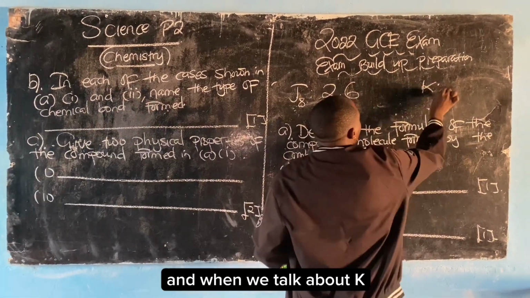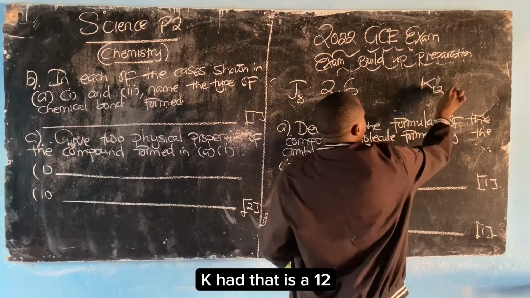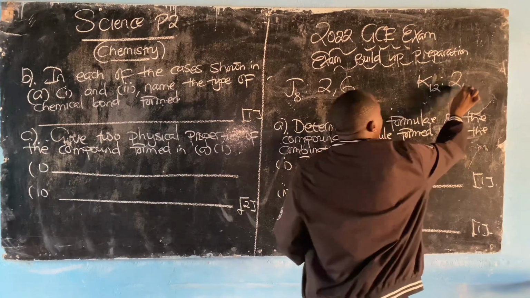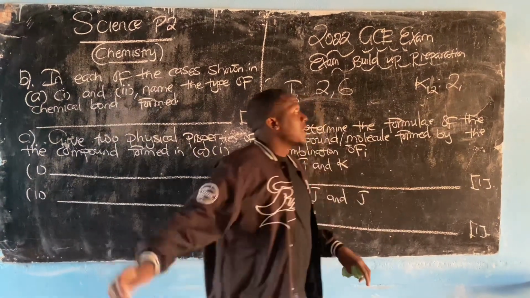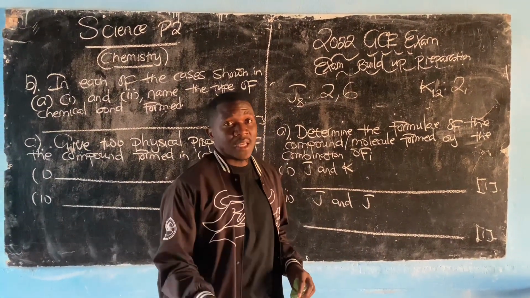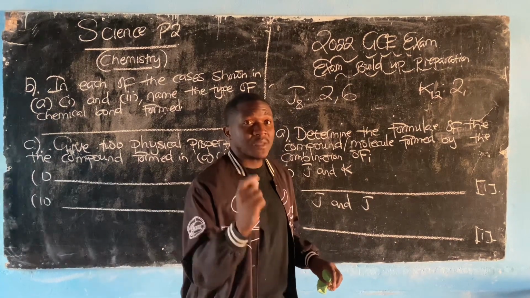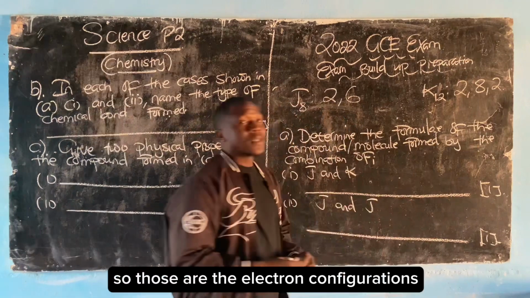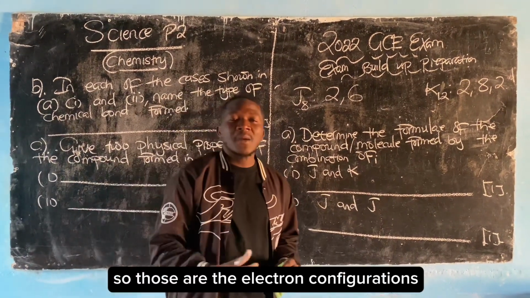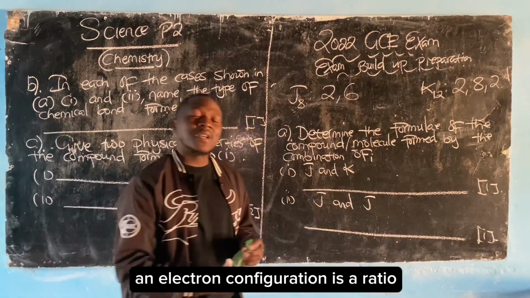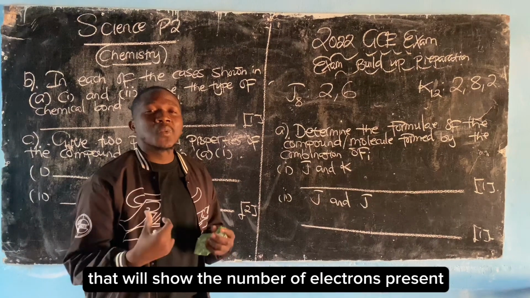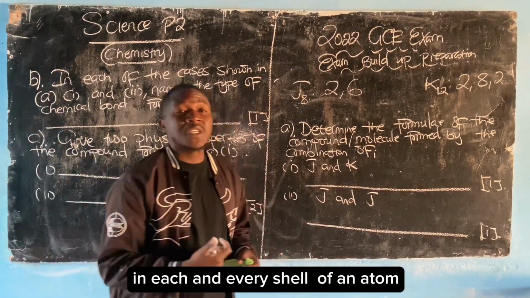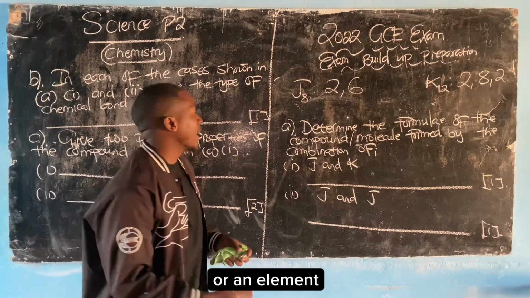And when we talk about K, K had 12, which means in the first shell we're going to say 2, and then 12 minus 2 is simply going to give us 10. From 10 we can still subtract 8 and we'll remain with a 2. So those are the electron configurations, and by the way, an electron configuration is a ratio that will show the number of electrons present in each and every shell of an atom or an element.